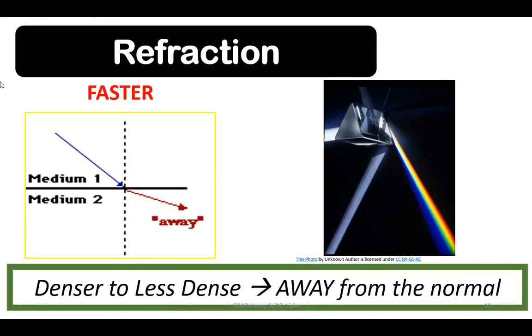While on the other hand, going from denser to less dense, refraction results in bending away from the normal, or away from the normal line.